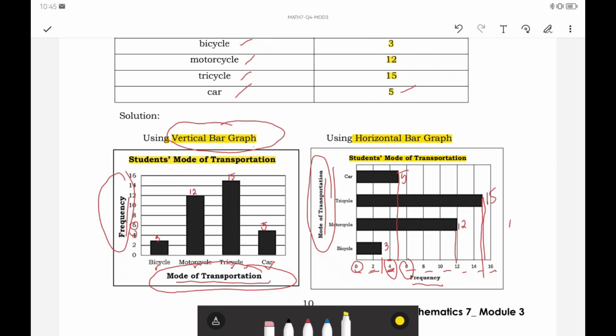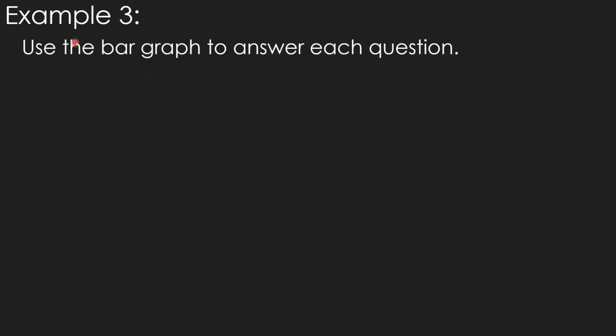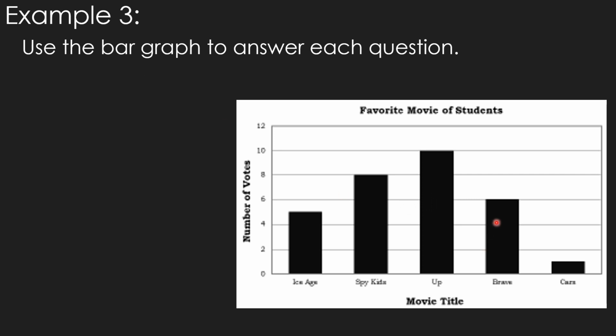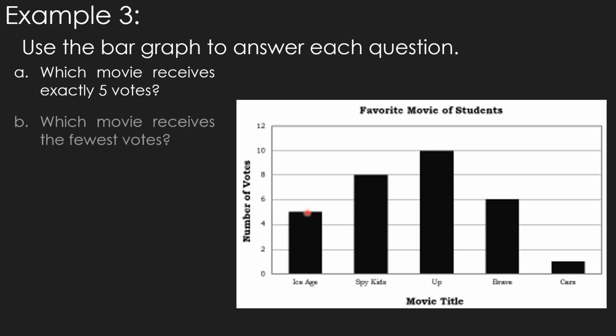Now let's have example number 3. Use the bar graph to answer each question. So we have here the bar graph, favorite movie of students. Question number 1. Which movie receives exactly 5 votes? According to the bar graph, we have here Ice Age and Brave, which is close to 5. Ice Age is in between 4 and 6. Therefore, the answer is Ice Age, since Ice Age receives exactly 5 votes.